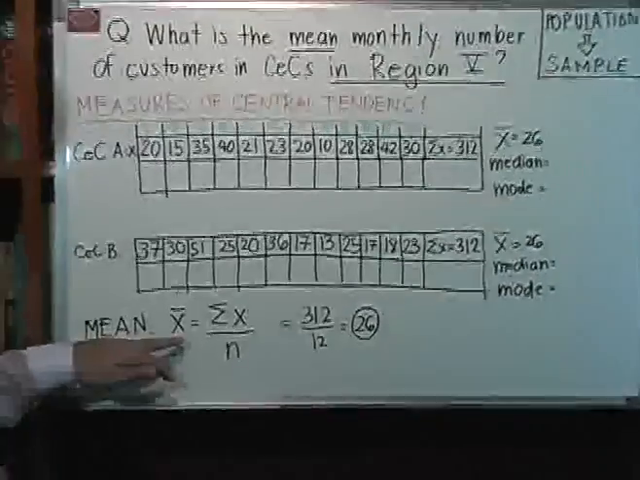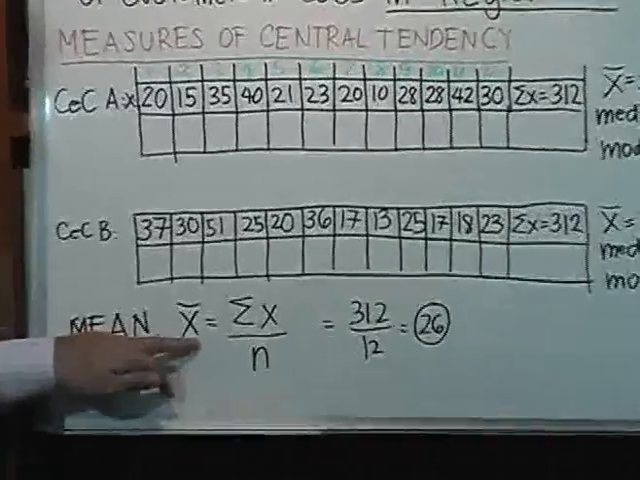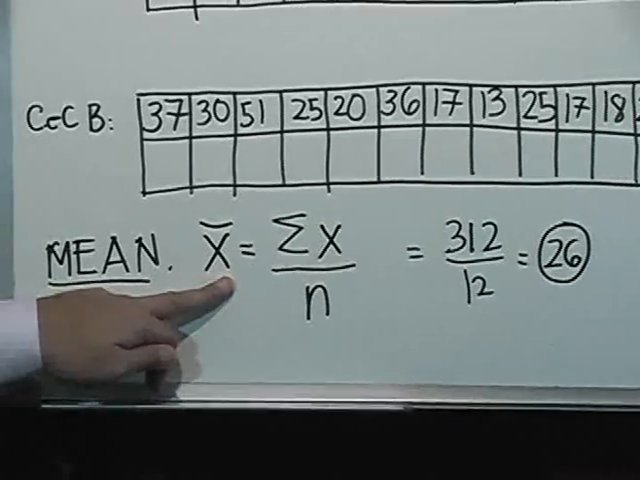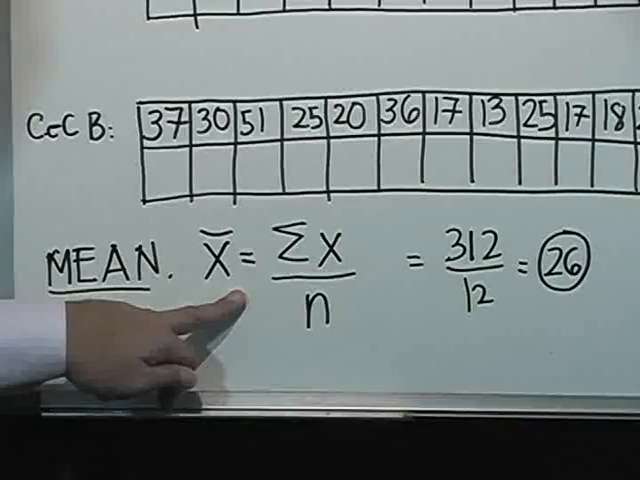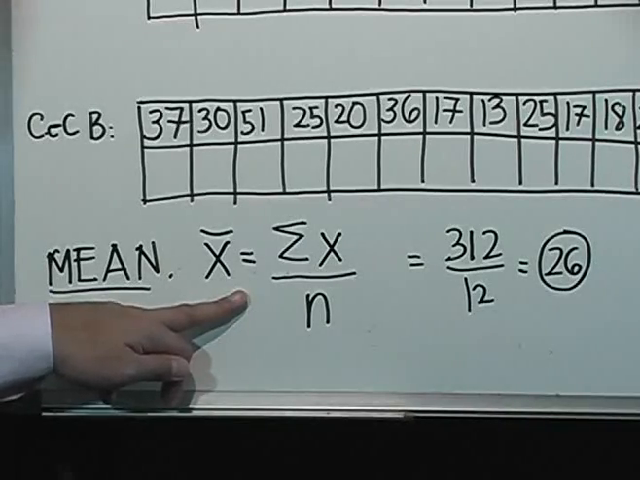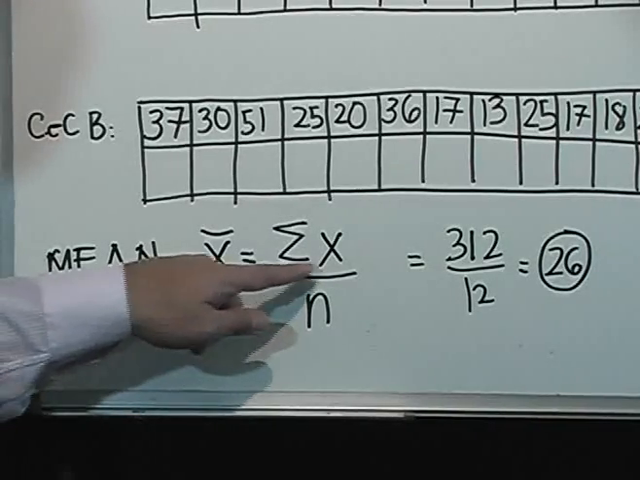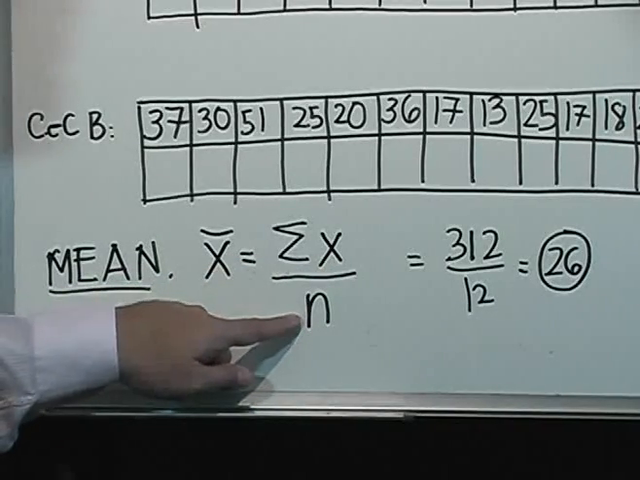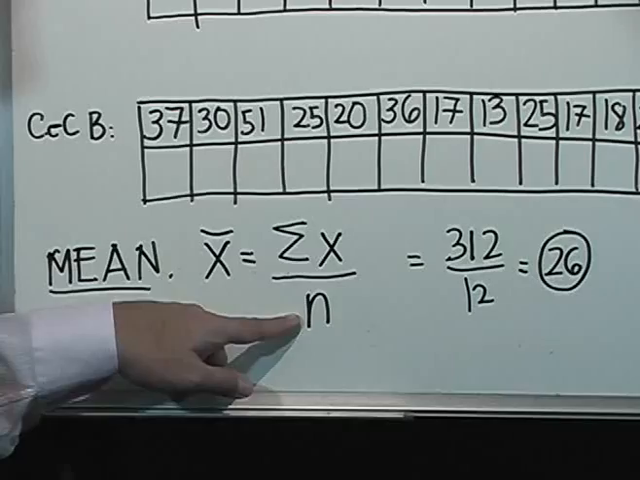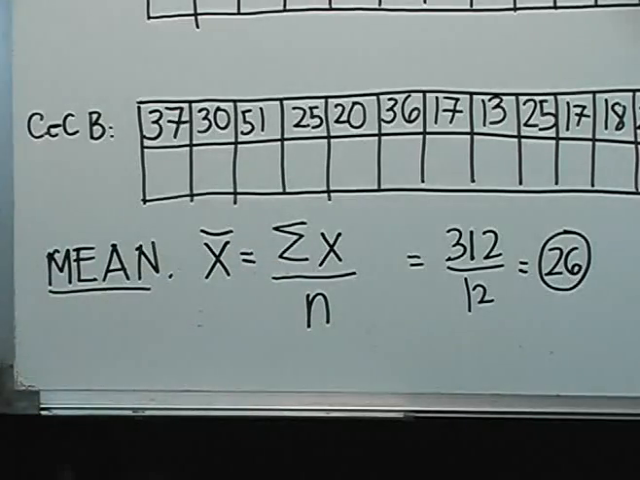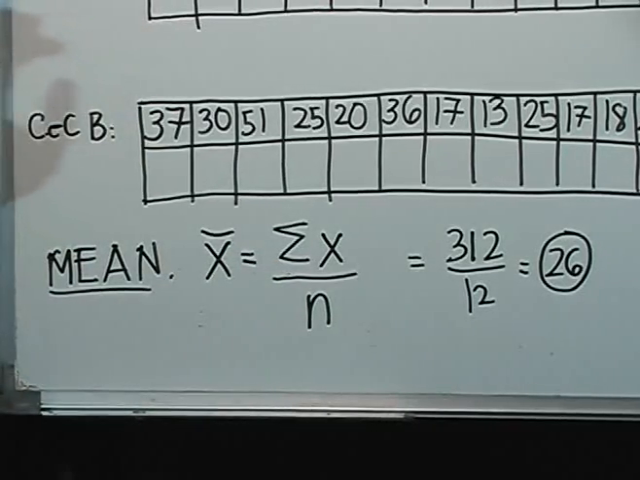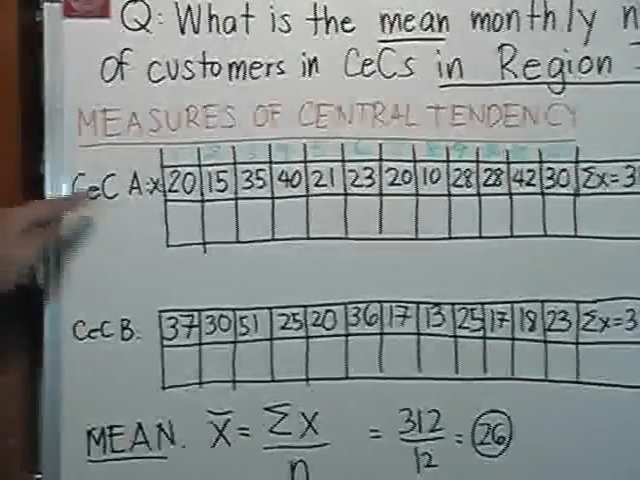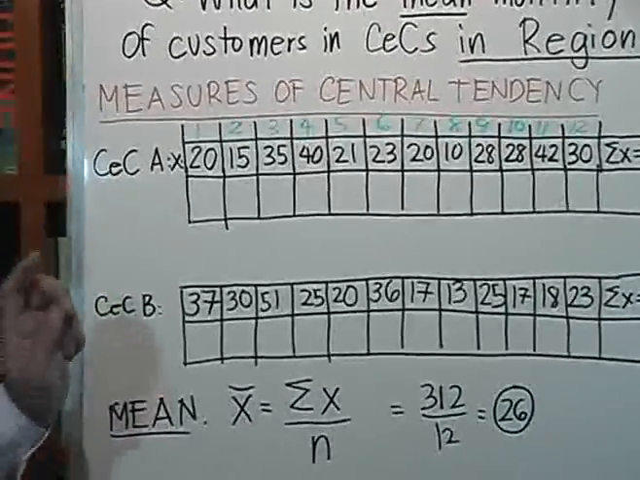The mean of a sample is designated by this term, x bar, right? And the general formula for computing the mean is getting the summation of all observations divided by the number of observations. So let's say that in answering this question, you get a sample population of CECs. You get 2 CECs, CEC-A and CEC-B.